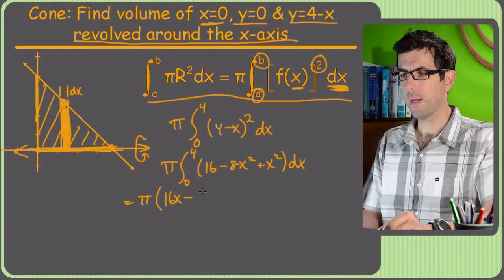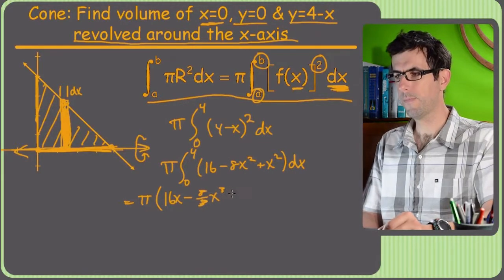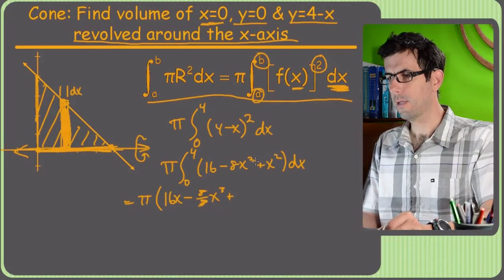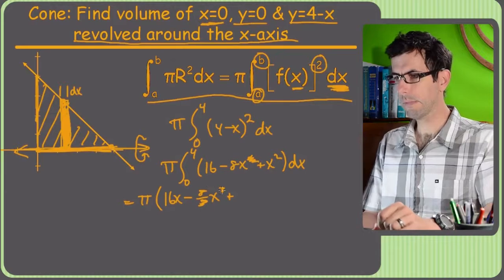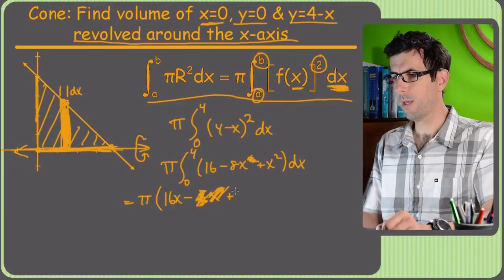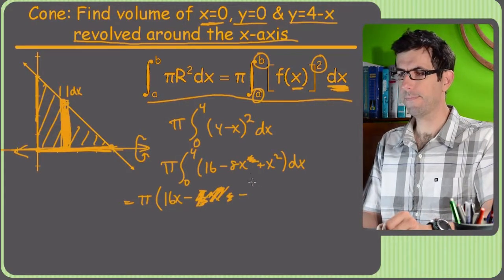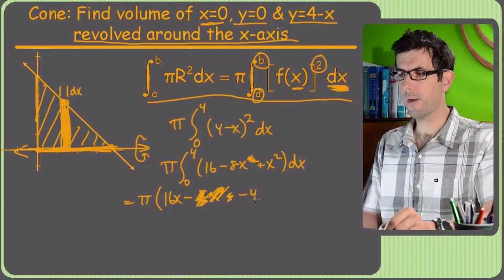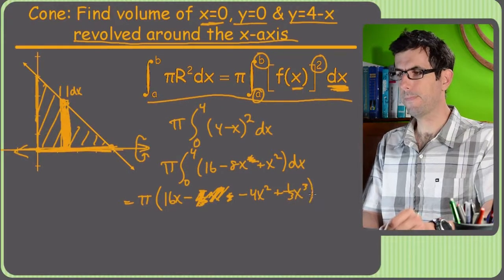minus 8/3 x cubed plus, oops, sorry, that's x. Alright, so that's minus x integrates to x squared over 2, so that's 4x squared plus 1/3 x cubed. And that is from 0 to 4.